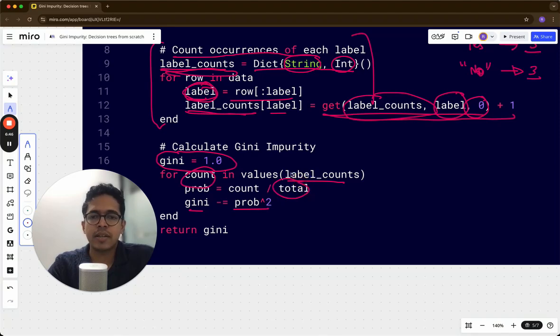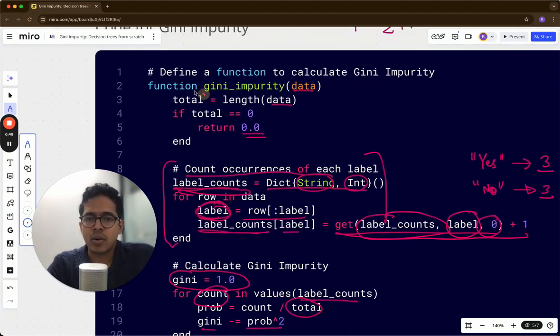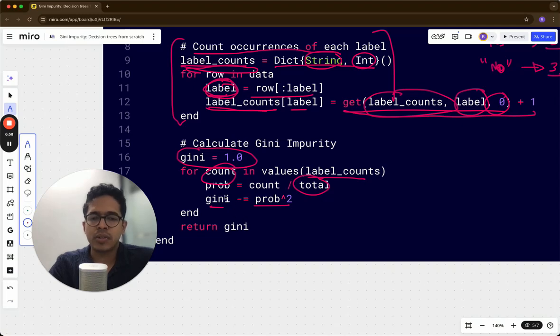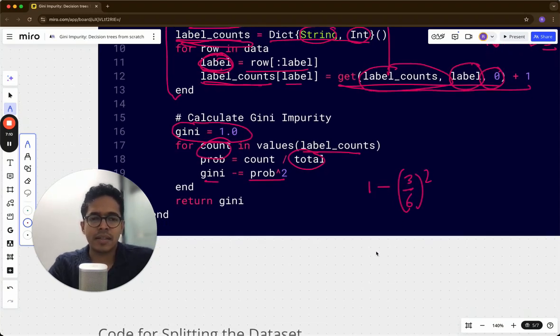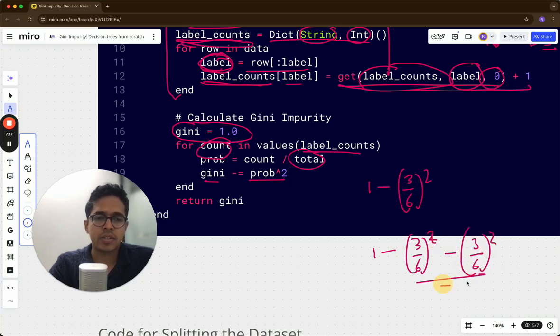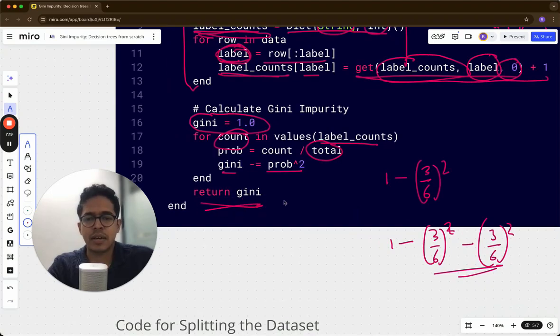Total is how much? Total is calculated over here. Total is equal to the length of data, and the length of data is nothing but the number of rows in the original dictionary which we are passing into Gini impurity, that is 6. So 3 by 6. After running this 2 times, in the first loop, Gini will become 1 minus 3 by 6 square. In the second loop, it will become 1 minus 3 by 6 square minus 3 by 6 square, right? So this will be the final Gini impurity that this function is returning.